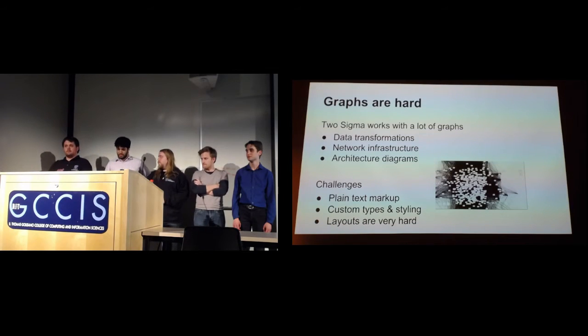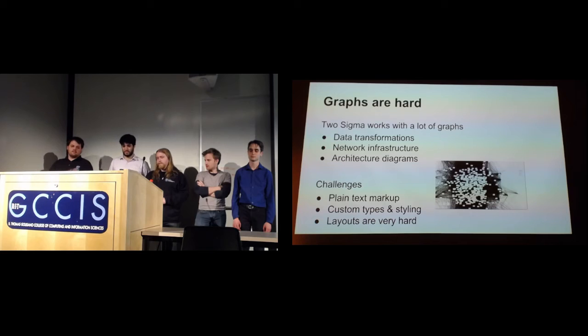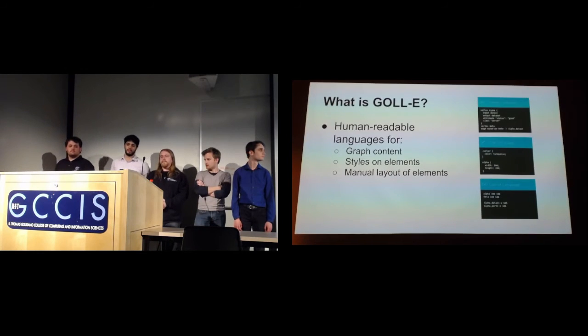So our challenges were a plain text markup language so that a human can read it, custom types and styling, and then an automatic layout that can deal with that. So what exactly is Golly? As John said, it has various parts. The first part is a human readable language. So we have 3 separate languages.